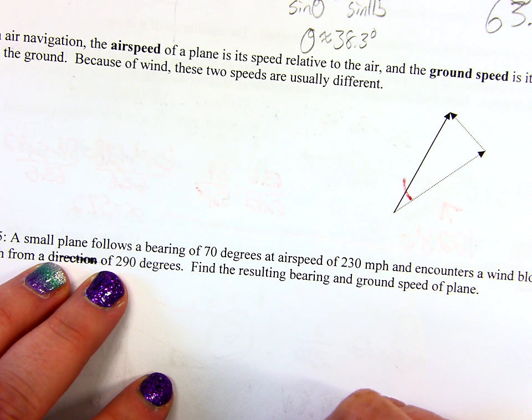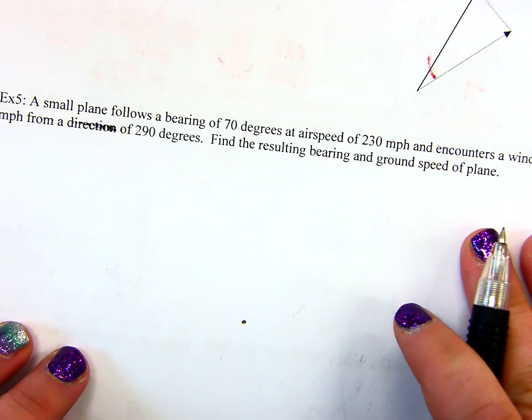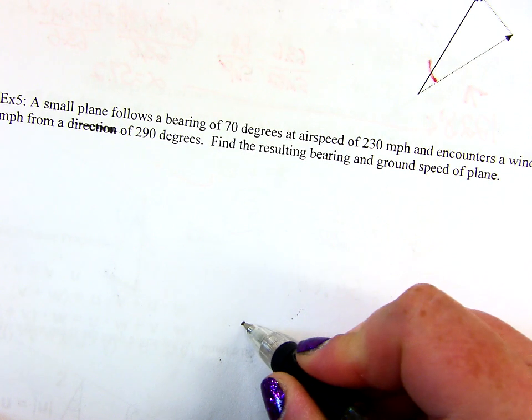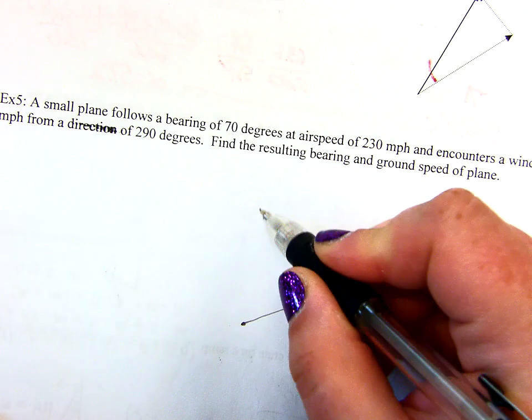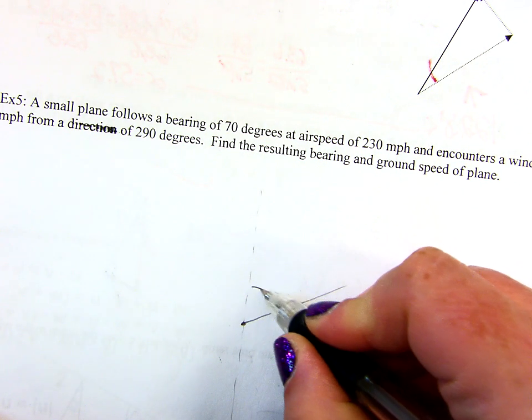Small plane. Okay, so there's my small plane. That is a really small plane. 70 degrees, so approximately here. So let me get a north-south line going. This is 70 degrees.